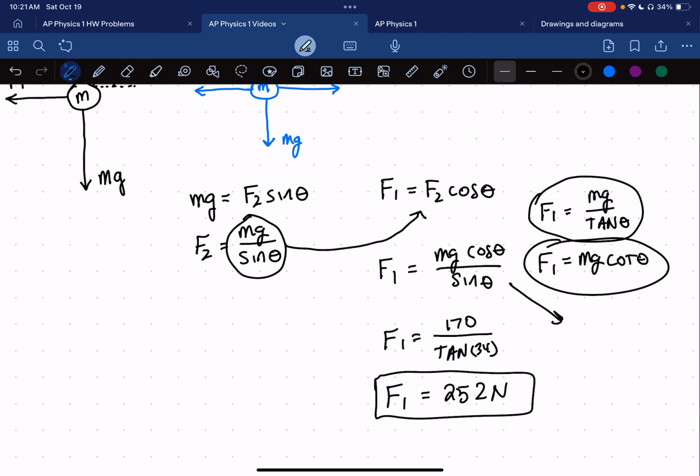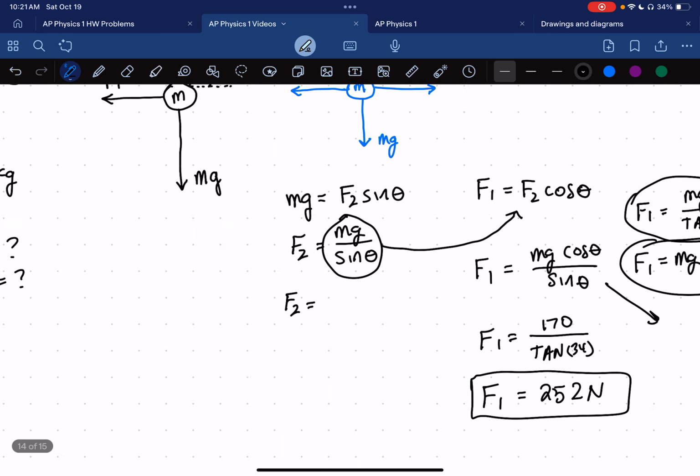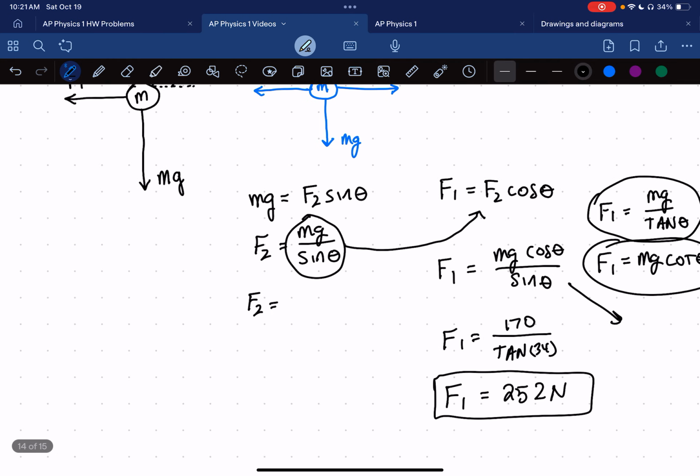Keep going. Let's find F2. We have an expression for it. This is just mg 170 over sine theta, which is 34. Which is 304 newtons.